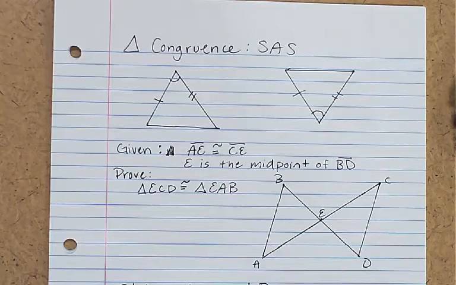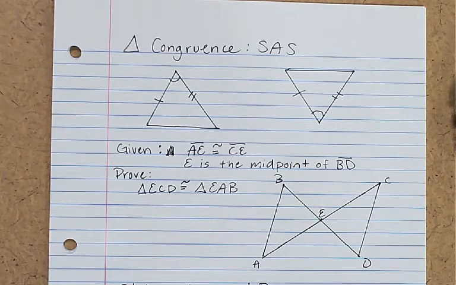In the triangle congruence SAS lesson, they talk about the side angle side congruence postulate. What that says is if two sides and the included angle, which is the angle in between the two sides that you're talking about, are congruent, then the triangles are congruent. So that is what it means to be an included angle. If you are trying to prove triangles are congruent using SAS, you only need 3 things.